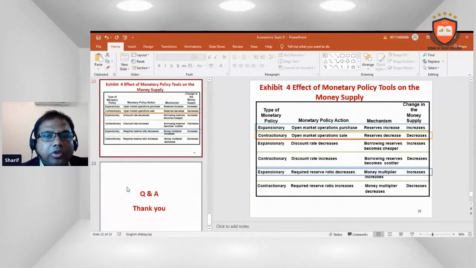Expansionary: the discount rate decreases, borrowing reserves becomes cheaper and increases. Contractionary: the discount rate increases, borrowing reserves becomes costlier and the money supply decreases. Expansionary: the required reserve ratio decreases, the money multiplier increases, and the money supply increases. Contractionary: the required reserve ratio increases, the money multiplier decreases, and the money supply also decreases.